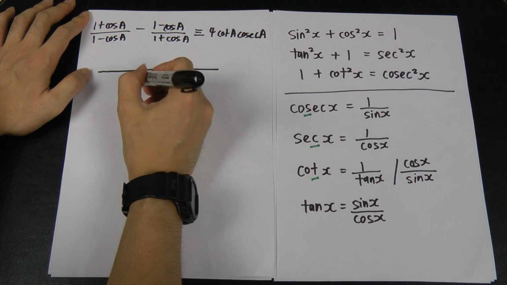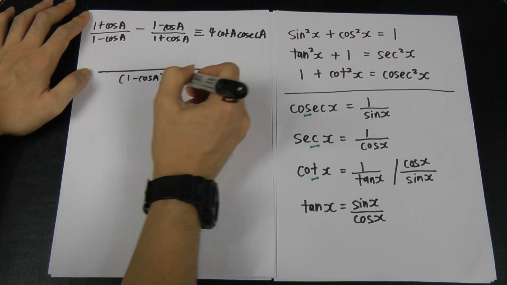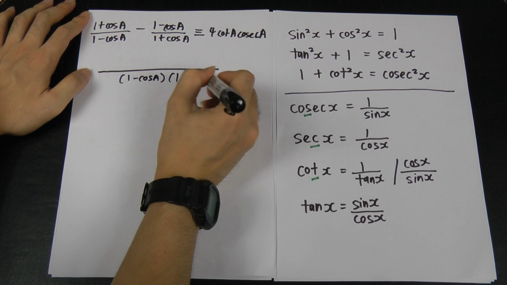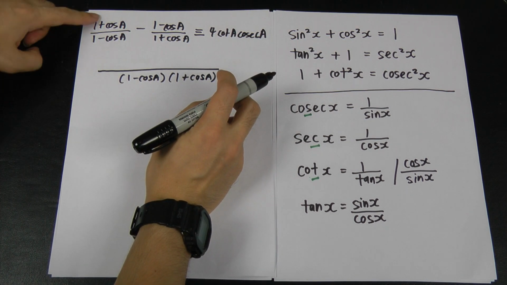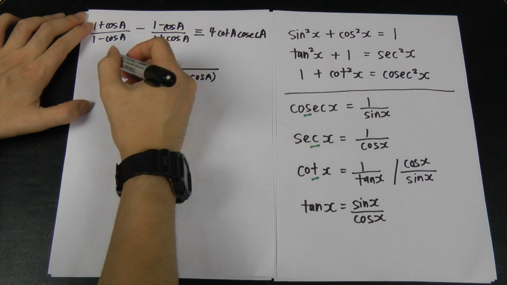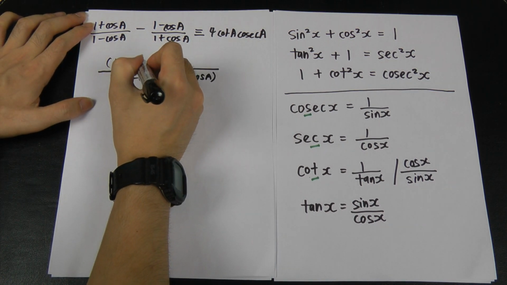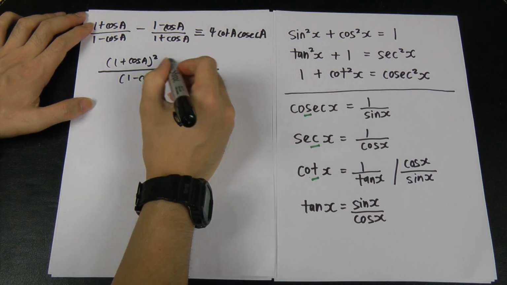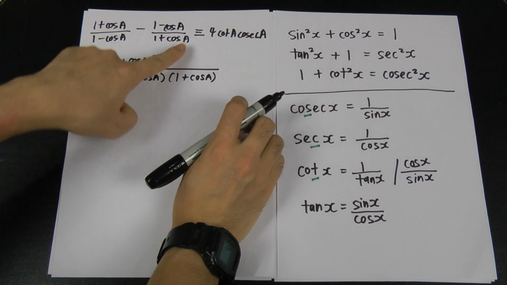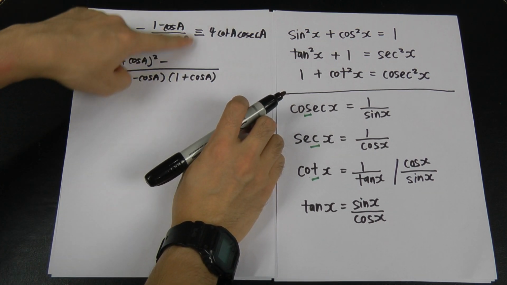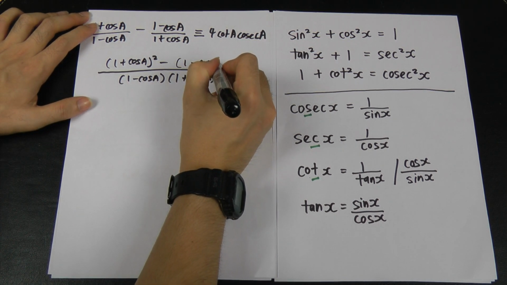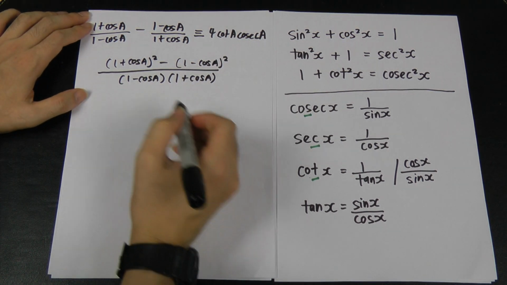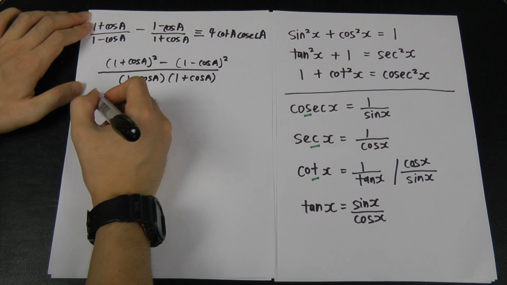For the bottom I'll get 1 minus cos A multiplied by 1 plus cos A. Imagine I multiply by 1 plus cos A and 1 plus cos A, so the top here, I will get (1 plus cos A) squared. Minus, over here I multiply 1 minus cos A by 1 minus cos A, so the top here you will get (1 minus cos A) squared. And then the next step is I will need to expand it.